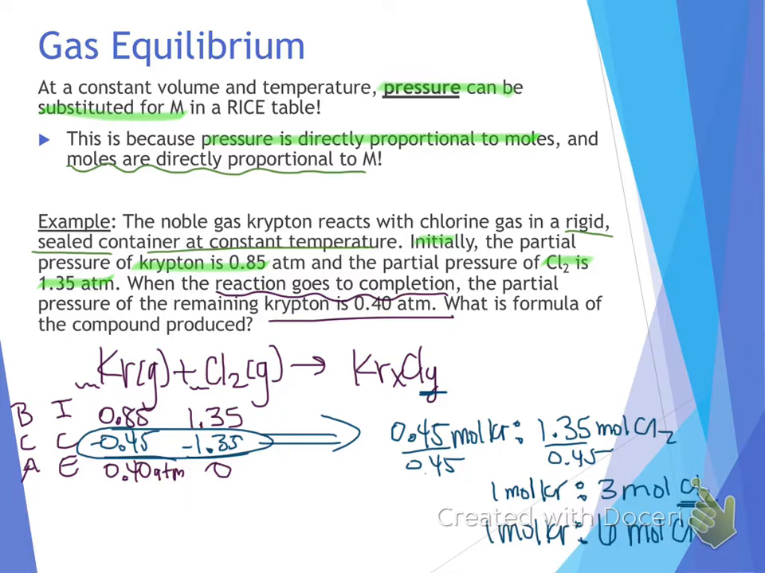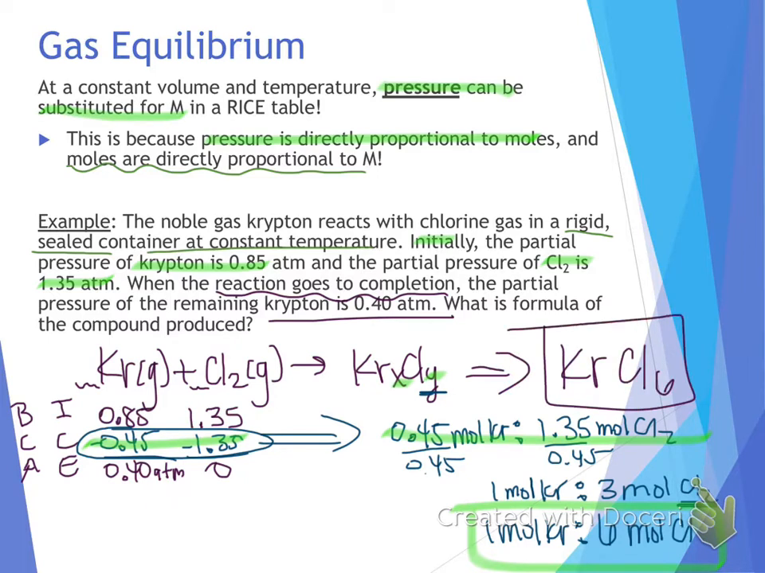So we found that atmospheric ratio that they reacted in. Atmospheres are directly related to moles, so we found our mole ratio they reacted in, and that mole ratio, once we get it to all whole numbers, becomes the subscripts for our compound. So the compound that we formed here has 1 Kr per every 6 chlorines. So that's just an example of how we can directly relate our atmospheric partial pressures to moles.